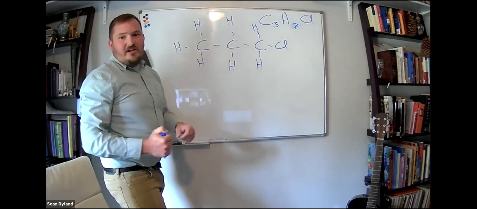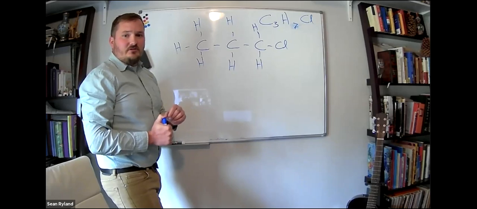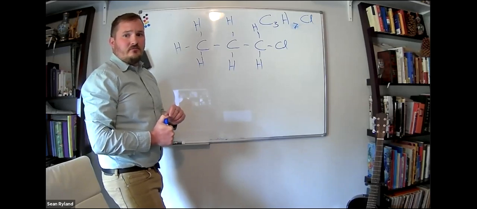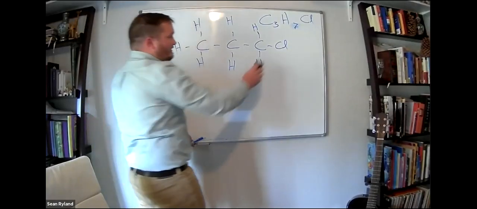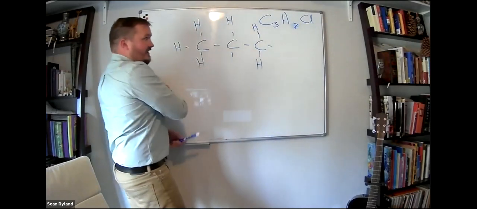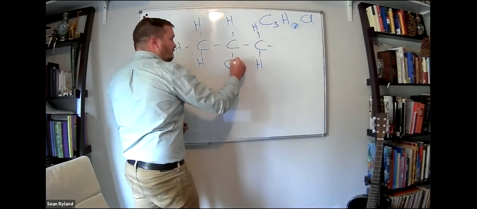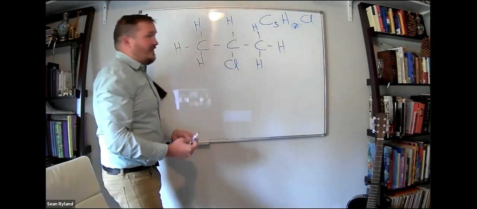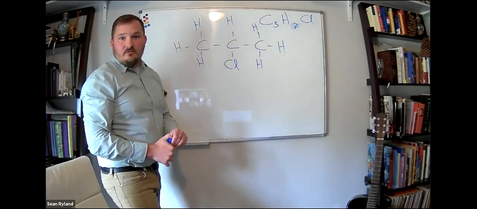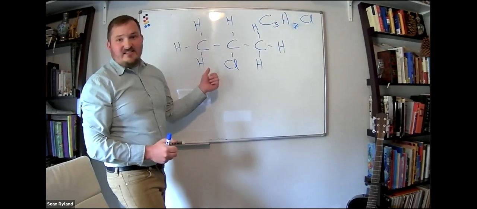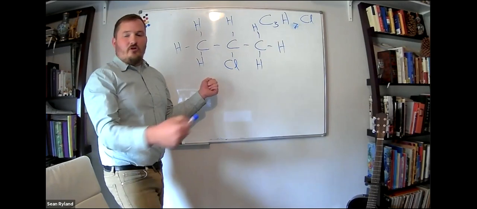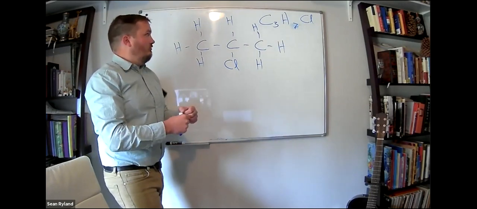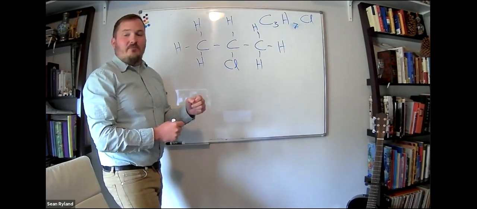What other way could we arrange these? It would be a different compound. We could put the chlorine on the center carbon, in the middle instead of on the end, because if the chlorine is attached to the second carbon, that's not going to be the same compound. The way you can tell if it's the same compound or not is if you have to break a bond and reform a bond to redraw it that way, then it can't be the same compound.